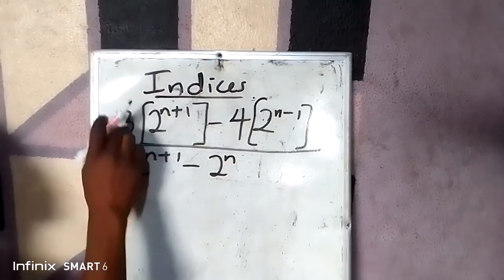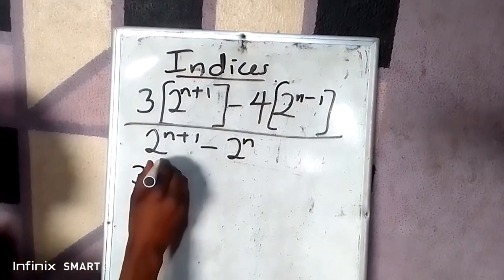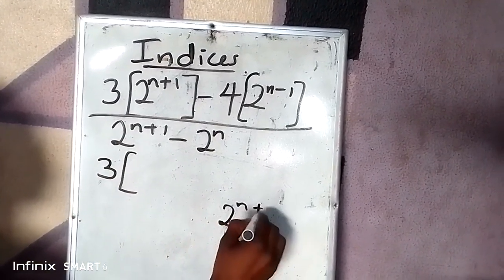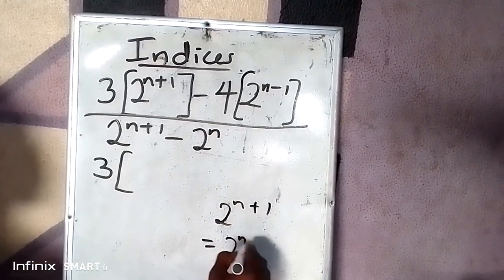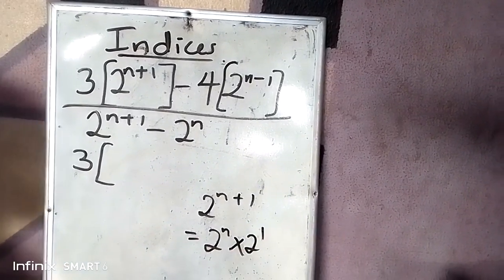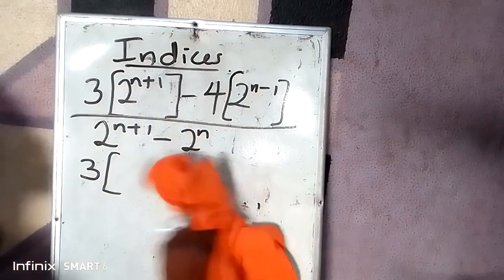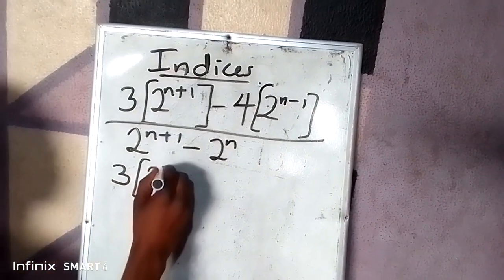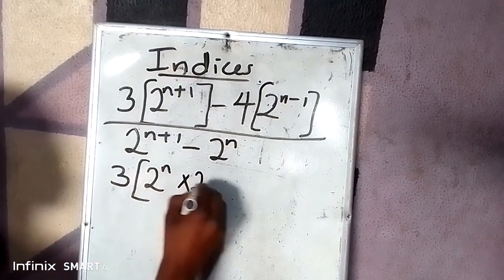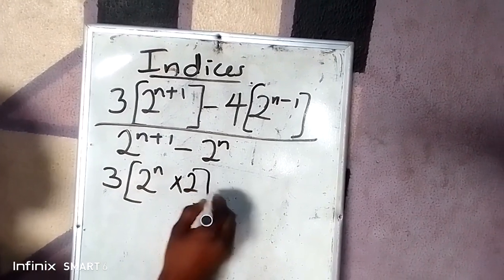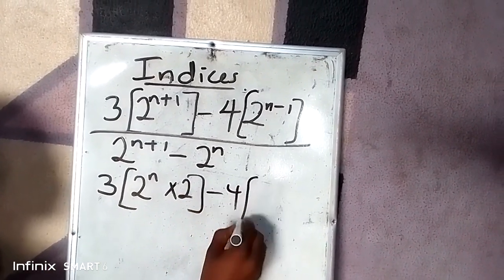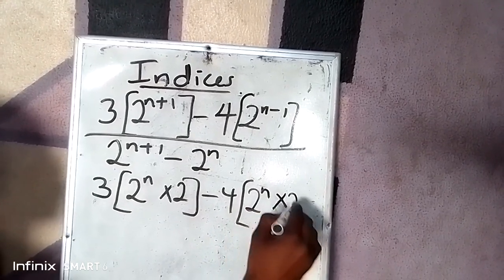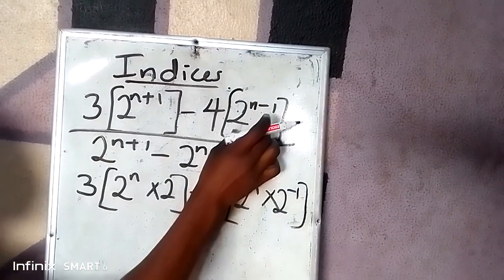That means 3 open bracket 2 raised to power n plus 1 is the same as 2 raised to power n times 2 raised to power 1, according to the law of indices. And what do we now do? That will be 2 raised to power n times 2, because 2 raised to power 1 is 2, minus 4 open bracket 2 raised to power n times 2 raised to power minus 1, according to the law of indices.